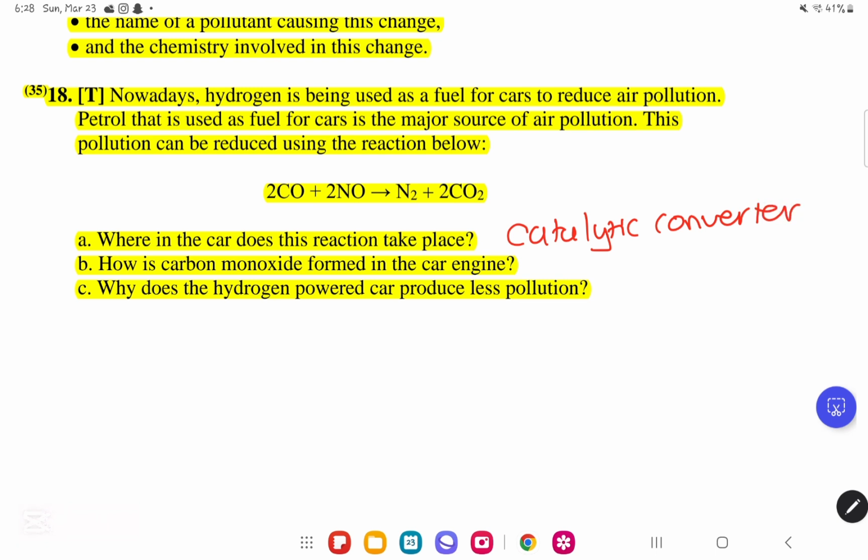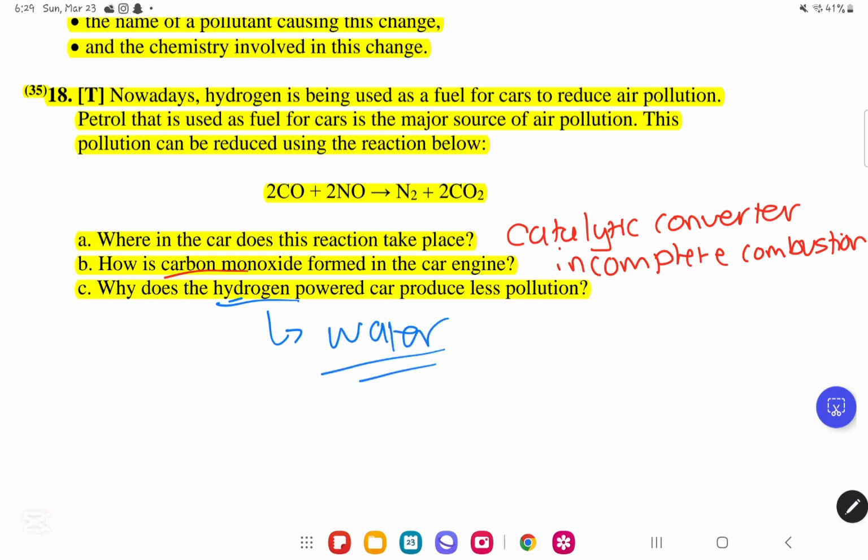Now, how is carbon monoxide formed in the car engine? Carbon monoxide usually is formed by incomplete combustion, always remember. Now why does a hydrogen-powered car produce less pollution? Because the product of a hydrogen-powered car is water only, and water is not something that will damage the environment. So you could write that hydrogen used as a fuel does not produce pollution or contribute to global warming because the only product of combustion of hydrogen is water.